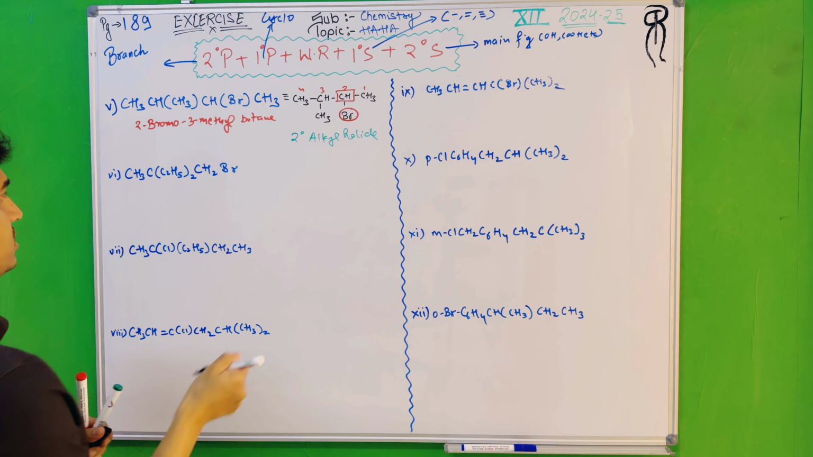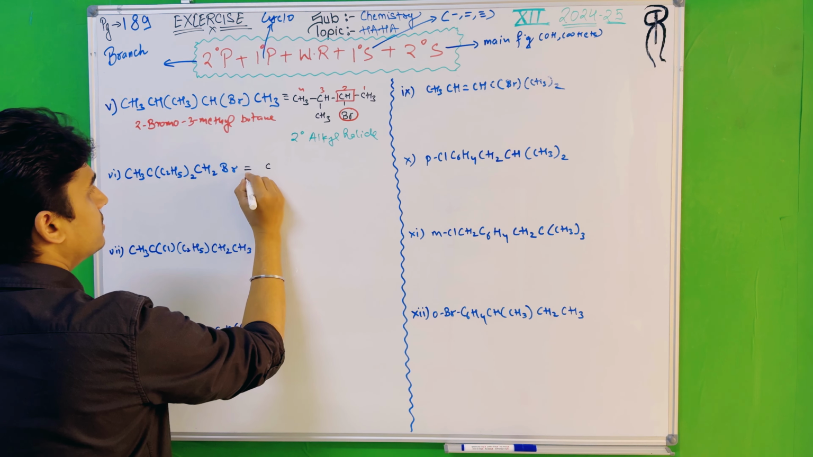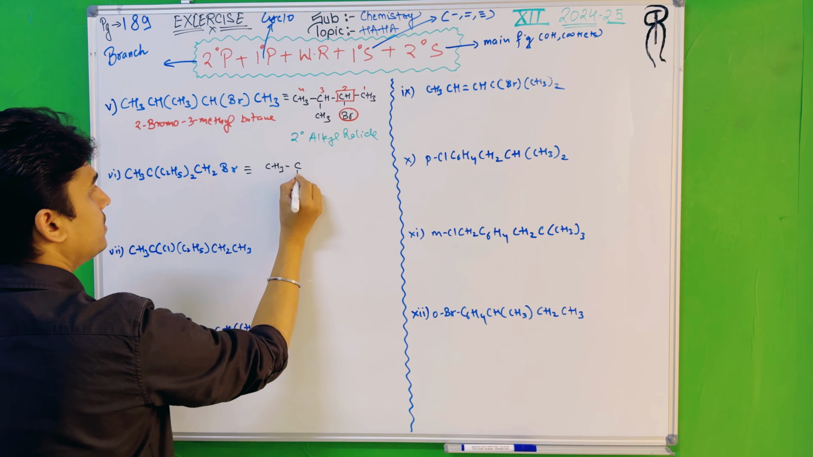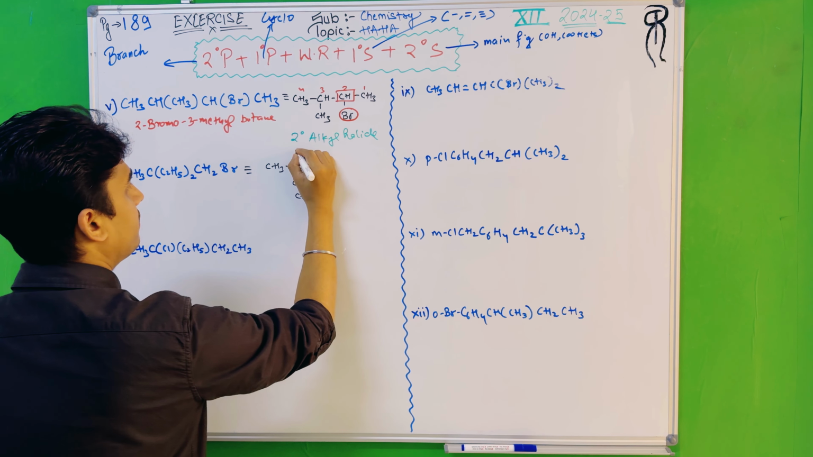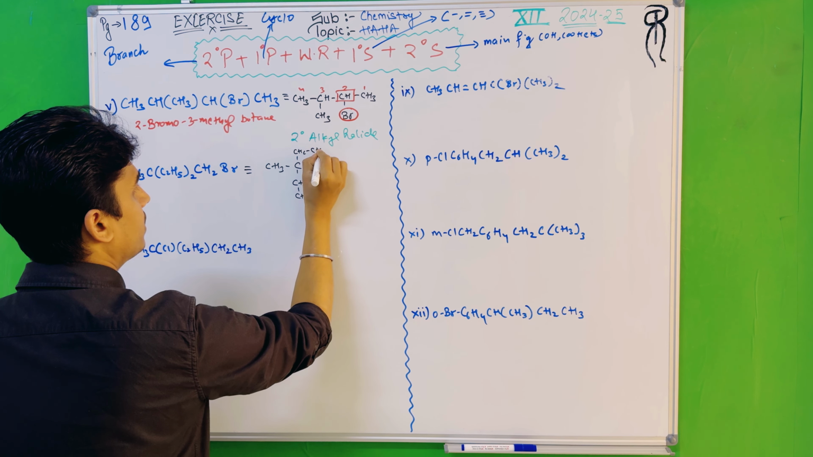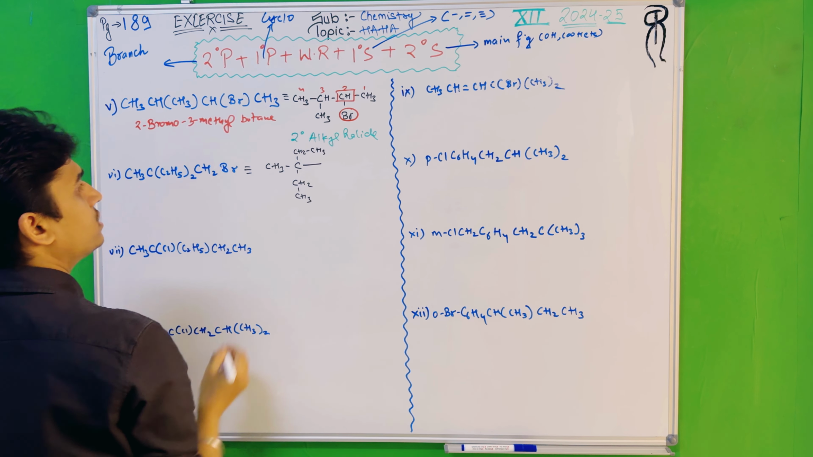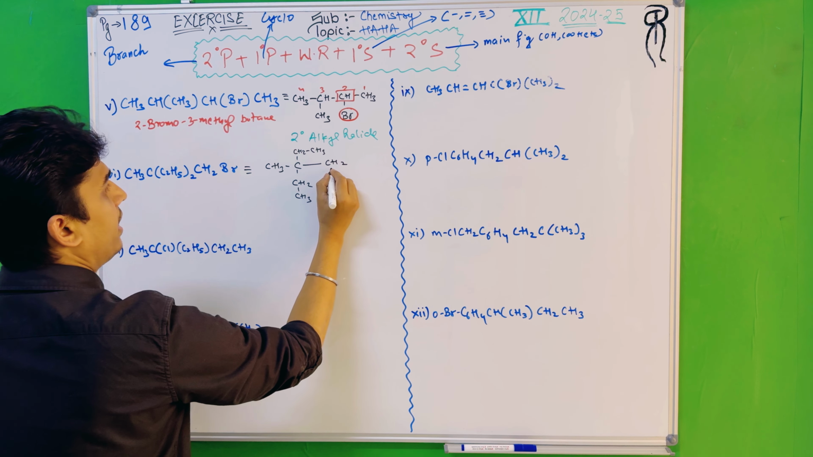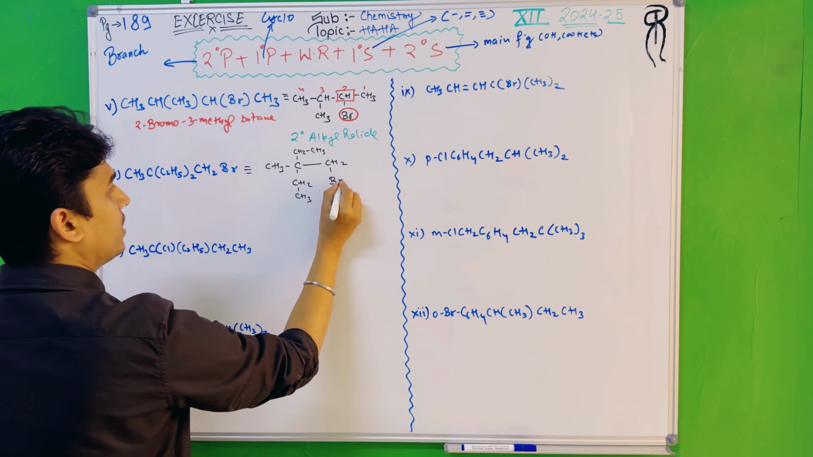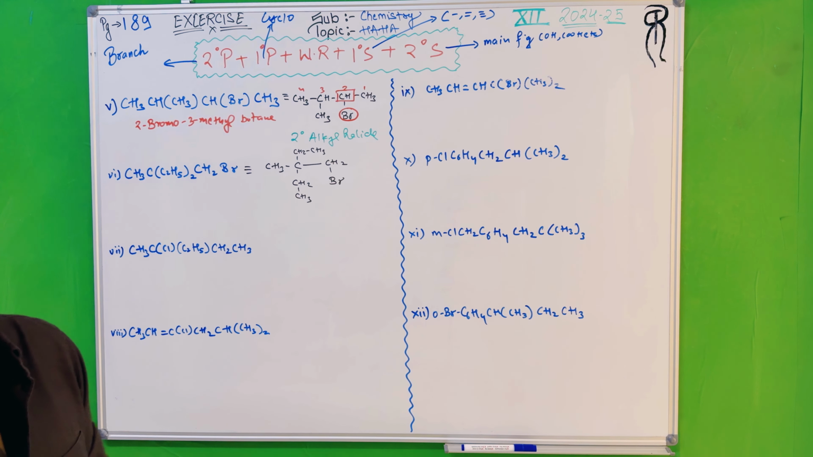CH3C. First open the structure. CH3C, C2H5. Can I write it as CH2CH3? Here I will just write it as CH2CH3. C2H5 is this only. Then CH2, and then here is the Br. Now this is the open structure of it.